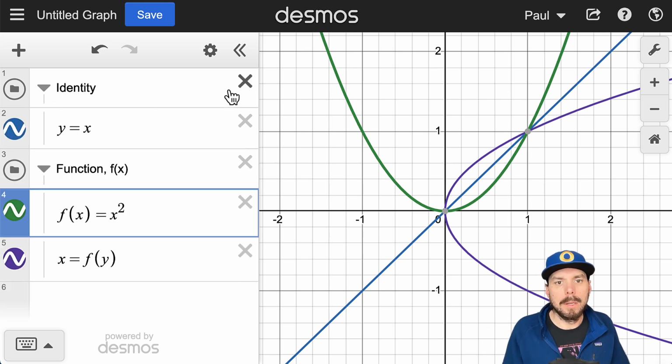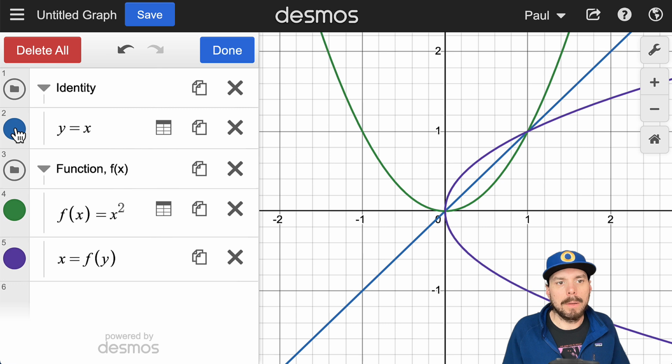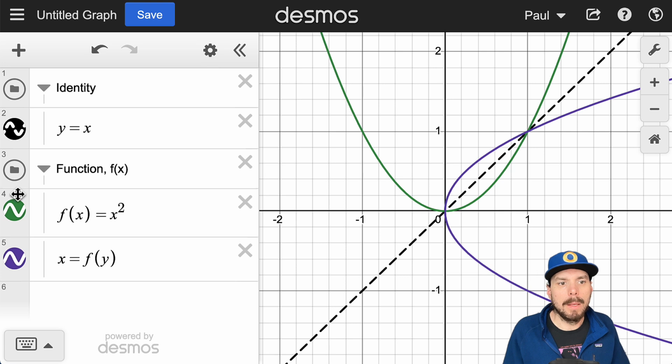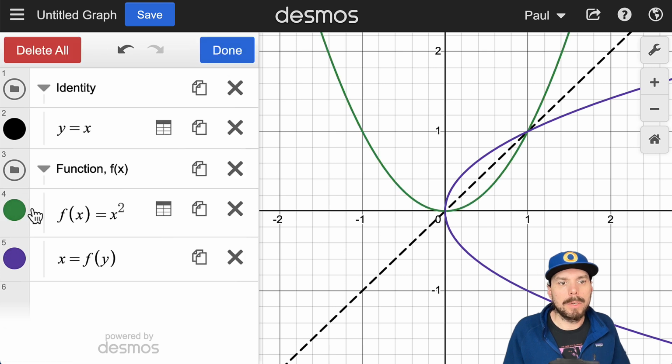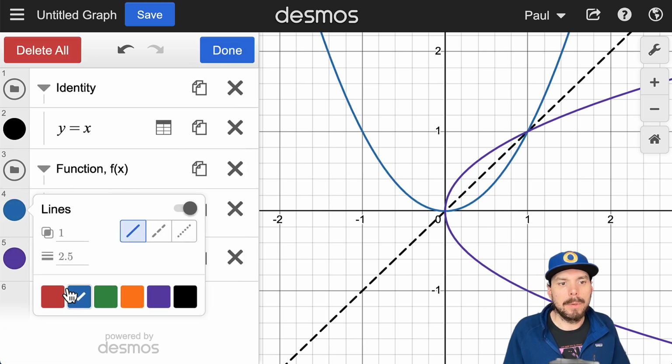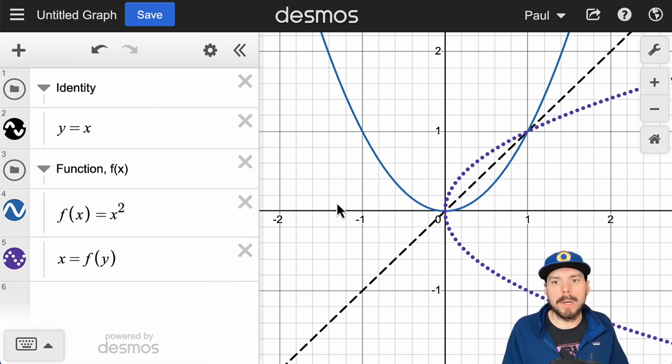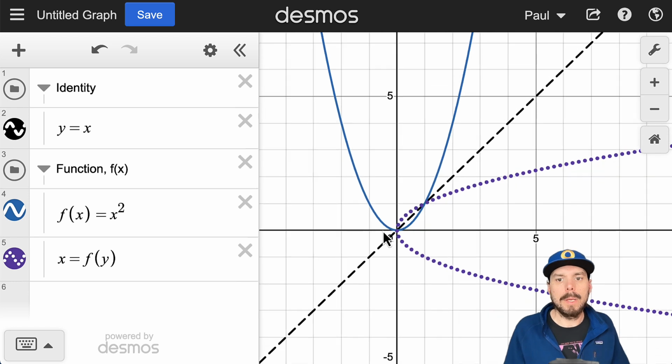We see that with these lines all being the same color, it might help to add some contrast. I'm going to actually make the identity a dashed black line. I'll make the original function just solid blue, and now this reflection is dotted purple, giving us really clear contrast there. And we can see that the original function does pass the vertical line test.